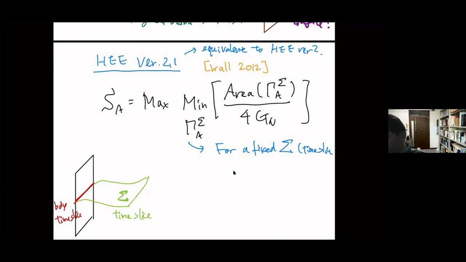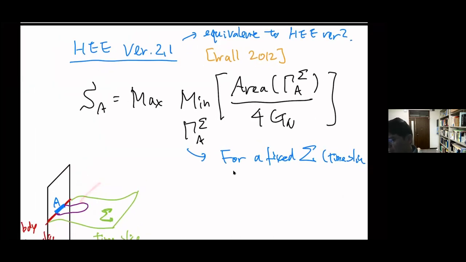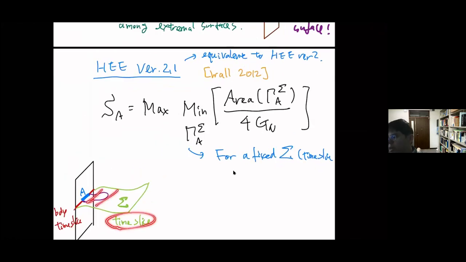For sigma, we can talk about subsystem A here, and calculate the minimal surface. This is the minimal surface restricted to this time slice sigma. This is a spatial surface, so we can reliably minimize the area. This minimal surface is called gamma A, but it also depends on sigma, so I write gamma A sigma. So we minimize the surface, and then, because the result depends on sigma, we take a maximization over sigma. This is the final procedure.